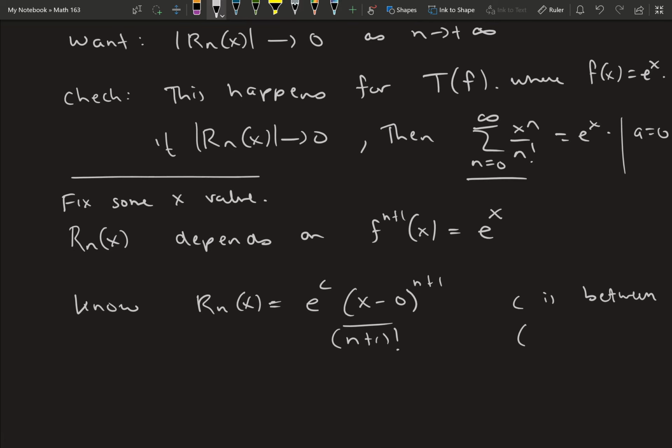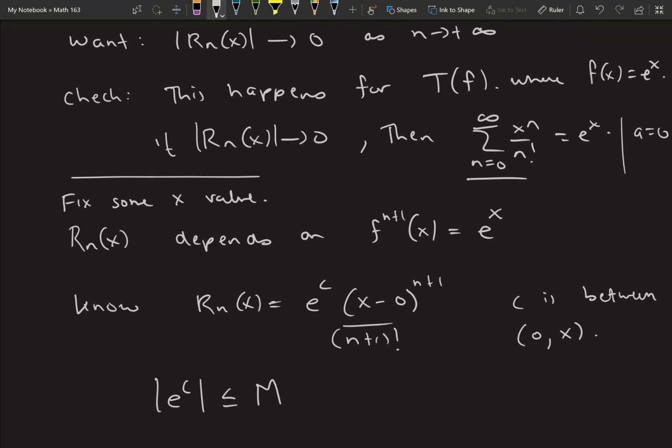Okay, so in this case, c is between 0 and x. Let's just assume x is positive. It doesn't really matter. Remember, this x is some finite value. So this number e to the c, in absolute value, is less than or equal to some number, let's call it m. So for example, if x was, say, 10, we would choose e to the 10th as m, something like that.